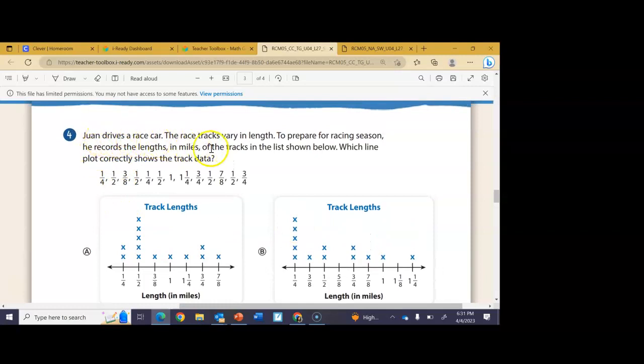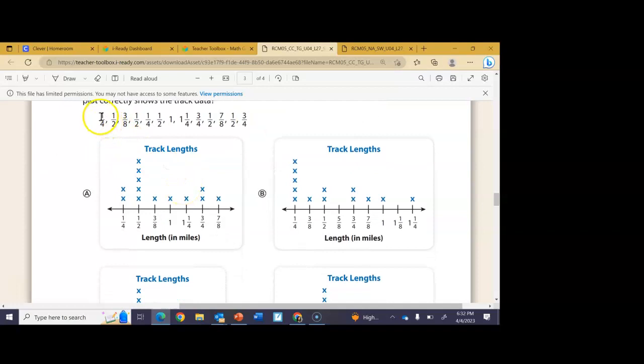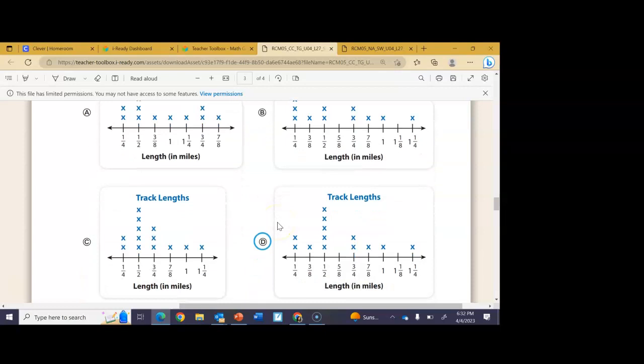All right. So Juan is driving a car. The racetrack varies in length. To prepare for a racing season, he records the lengths in miles of the tracks in the list below. Which line plot shows the track data correctly? So you're going to look to see where your 1/4 is. Well, I have 1/4 here. And this one has 2 1/4, but I see another 1/4 here. So that one could possibly be it. But it ends up being D.